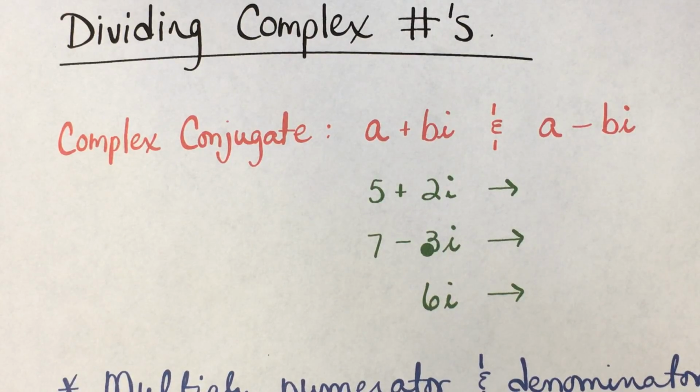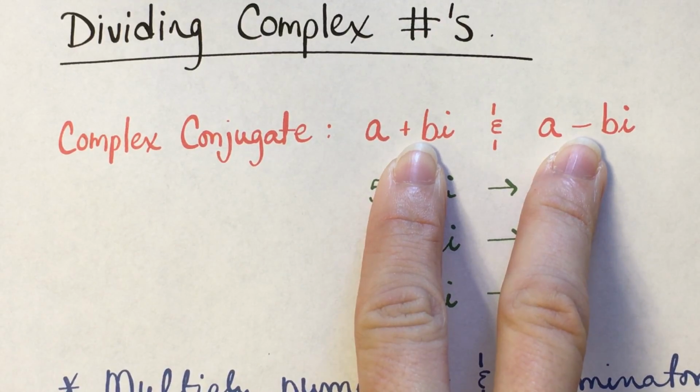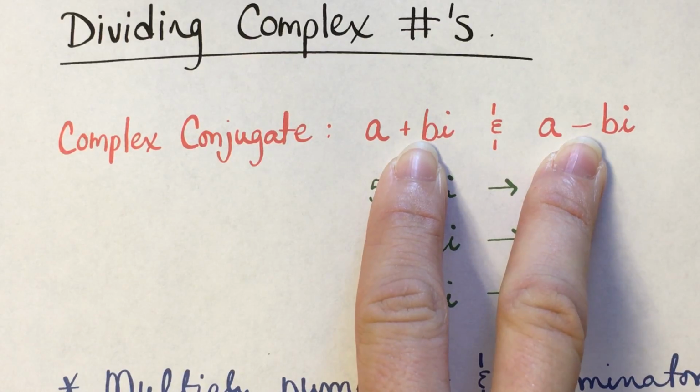Okay, now what we're going to do is look at dividing the complex numbers. But before we start an example of that, you need to understand what a complex conjugate is. Okay, the a plus bi, the a minus bi, those are representing what would be called complex conjugates.